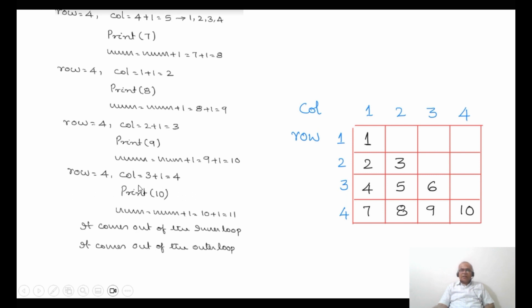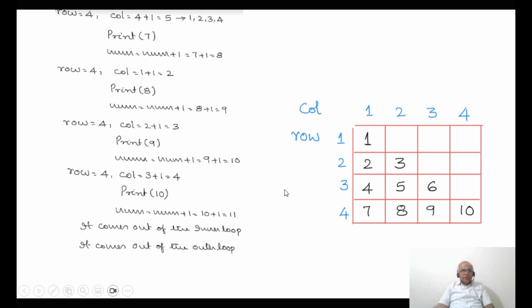Again it goes back. Column is incremented by 1. 4 plus 1 becomes 5. Is 5 within 5? No, it comes out of the column loop. That is the inner loop. And again the row is incremented by 1, 4 plus 1 becomes 5. Is 5 within 5? No, it comes out of the outer loop also, and this is how the final pattern will be printed.